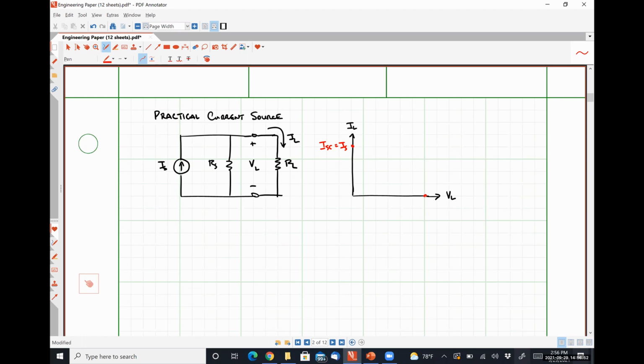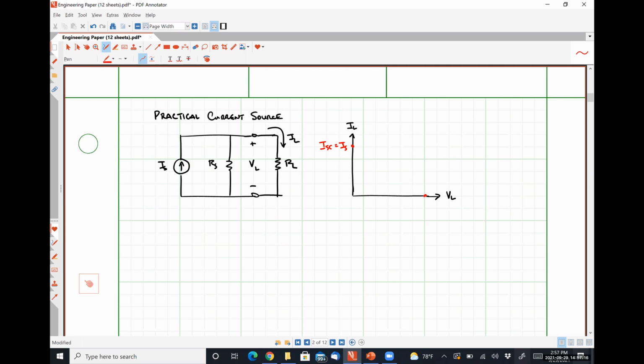And then the opposite occurs. So when RL is infinitely large, our load current obviously has to be 0. What is the value of the open circuit voltage then? Somebody who isn't Ian.